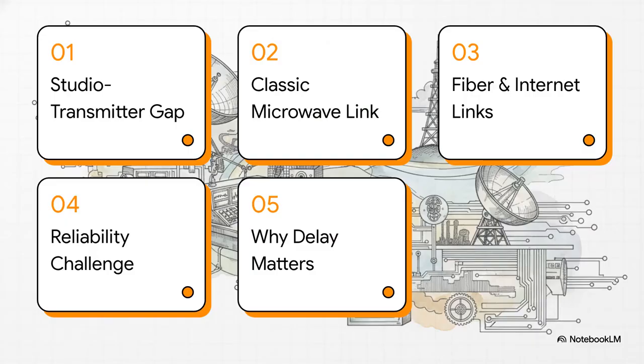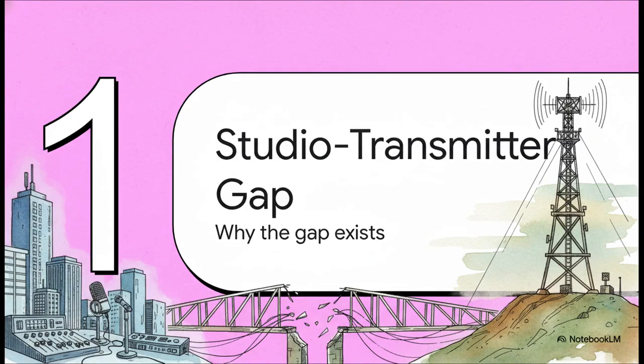Okay, so here's our plan for this explainer. First, we're going to tackle the why, this whole studio transmitter gap thing. Then we'll take a little trip from the classic microwave solutions to the more modern fiber and internet links. And to wrap it all up, we're going to dig into the two biggest headaches for any STL, reliability and delay. All right, let's jump right in with that basic engineering problem.